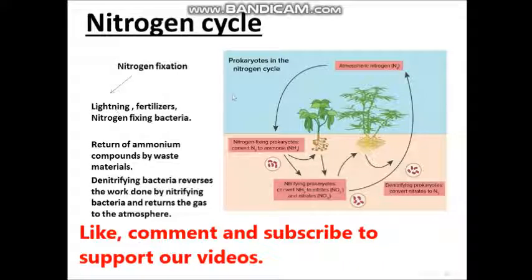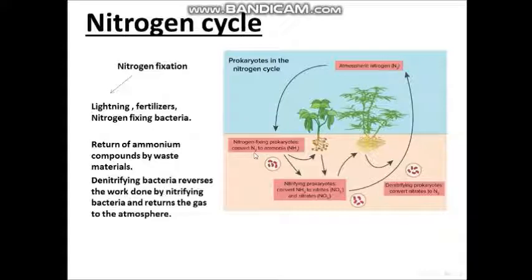When there is lightning, the nitrogen in the atmosphere, N2, reacts with oxygen, making oxides of nitrogen. This nitrogen oxide is then dissolved in the rain and gets in contact with the soil, and there it is turned into ammonia and nitrates. Now fertilizers. Fertilizers are products that increase the fertility of plants, and in industries, nitrogen and hydrogen are reacted together to make ammonia.